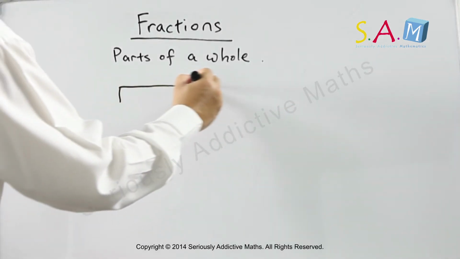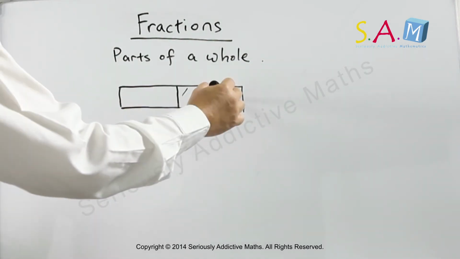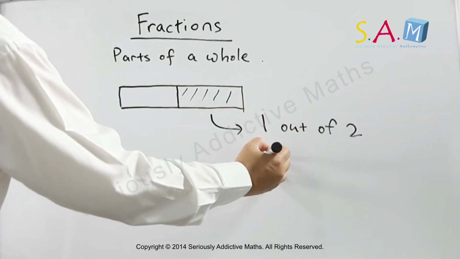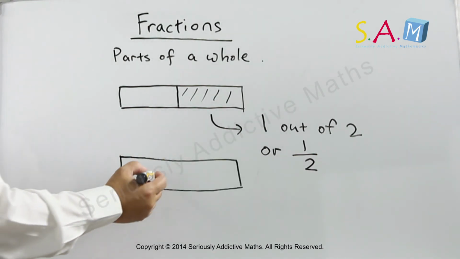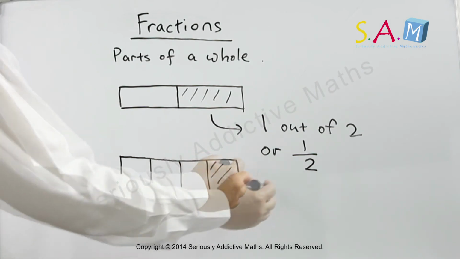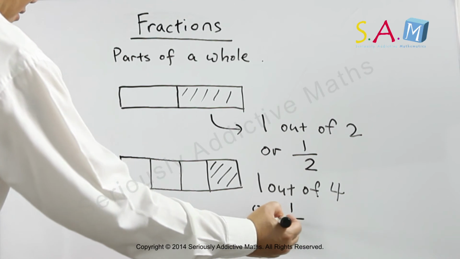This is 1 whole. If I were to divide this into 2, this is 1 out of 2. If this is 1 whole, I can divide this into 4 parts. I can take this away and I can call it 1 out of 4.